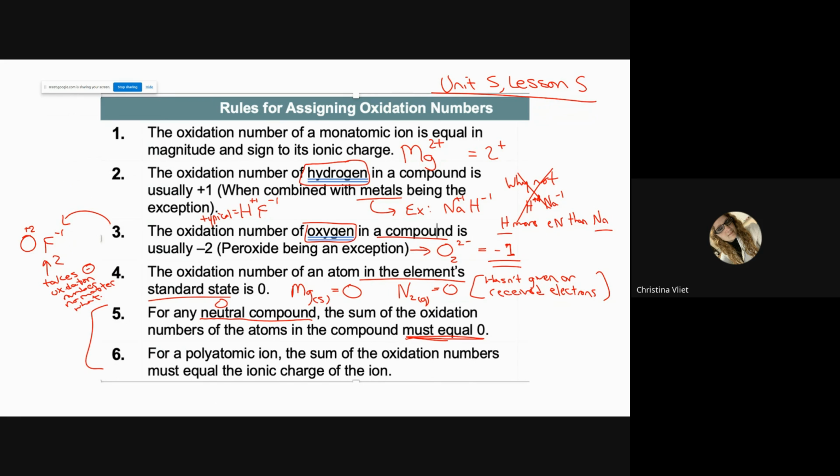And then finally, and this will be the most difficult one, we will be looking at it today, for a polyatomic ion. For a polyatomic ion, the sum of your oxidation numbers in a polyatomic ion must equal the overall charge of that polyatomic ion. And so we'll be going over how to look at that, how to analyze that very shortly.